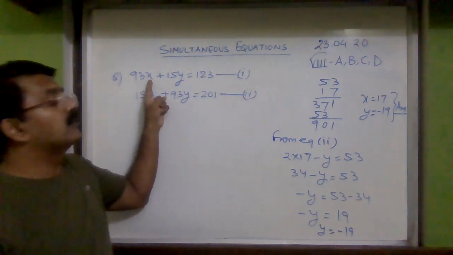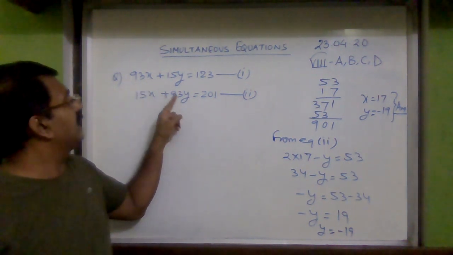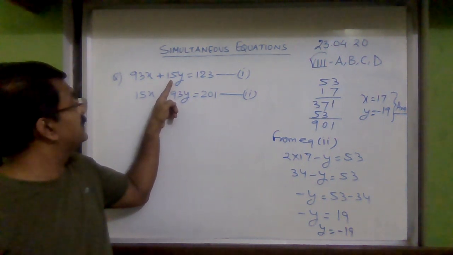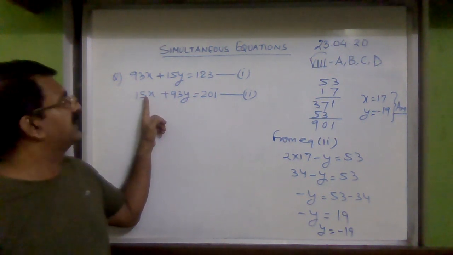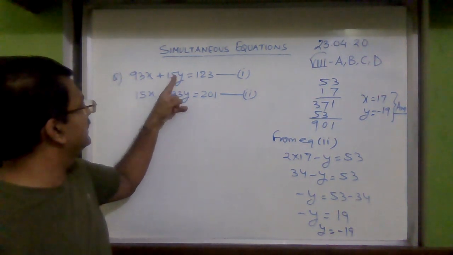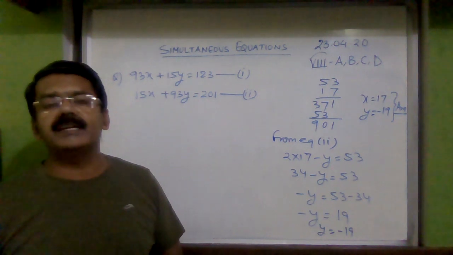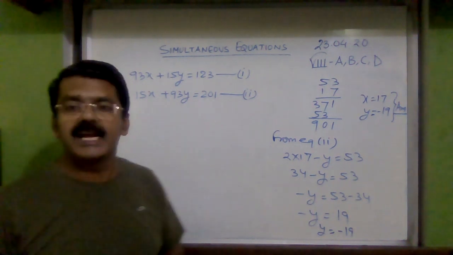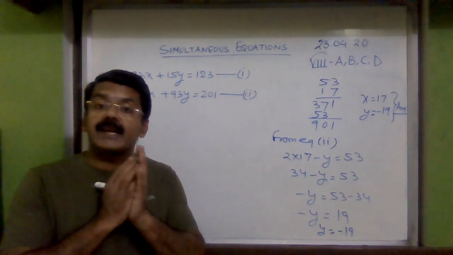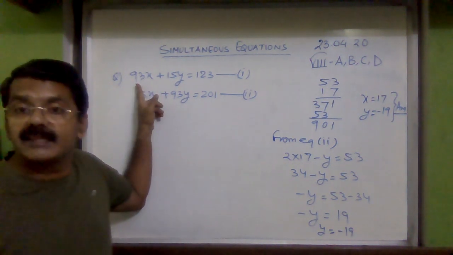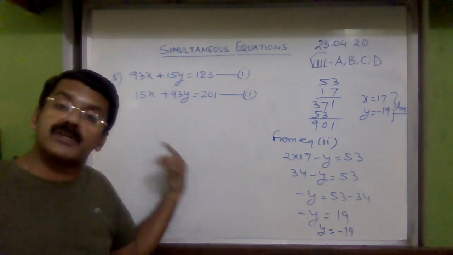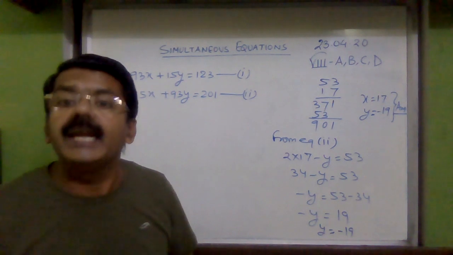If you see, the coefficient of x in the first equation is 93 and the coefficient of y is also 93 in the second equation. Similarly, the coefficient of y is 15 in the first equation and in the second equation the coefficient of x is 15. So as it is a special type of question, we apply a method called addition subtraction method. This method can only be used when the coefficient of x in the first equation is equal to the coefficient of y in the second equation, and the coefficient of y in the first equation is equal to the coefficient of x in the second equation. Only then we can apply this method.